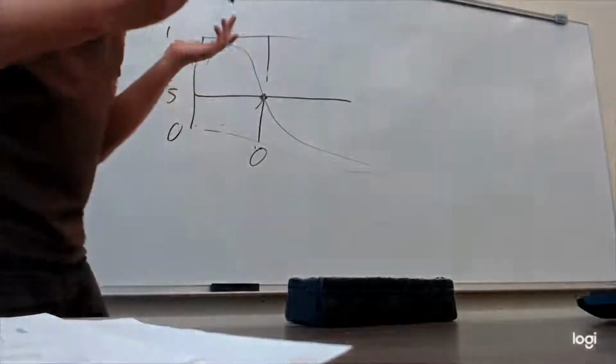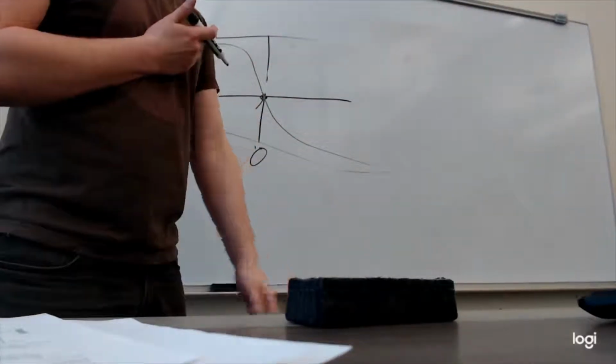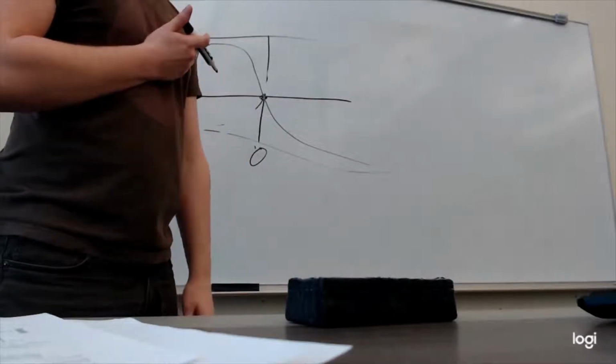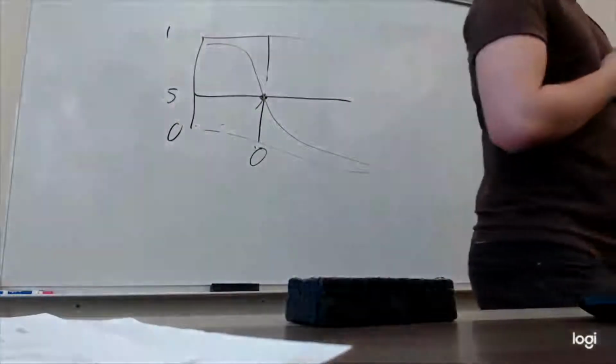The reason that happens is that probability can never be greater than 1 or less than 0. What if our equation was 3 plus 2x?